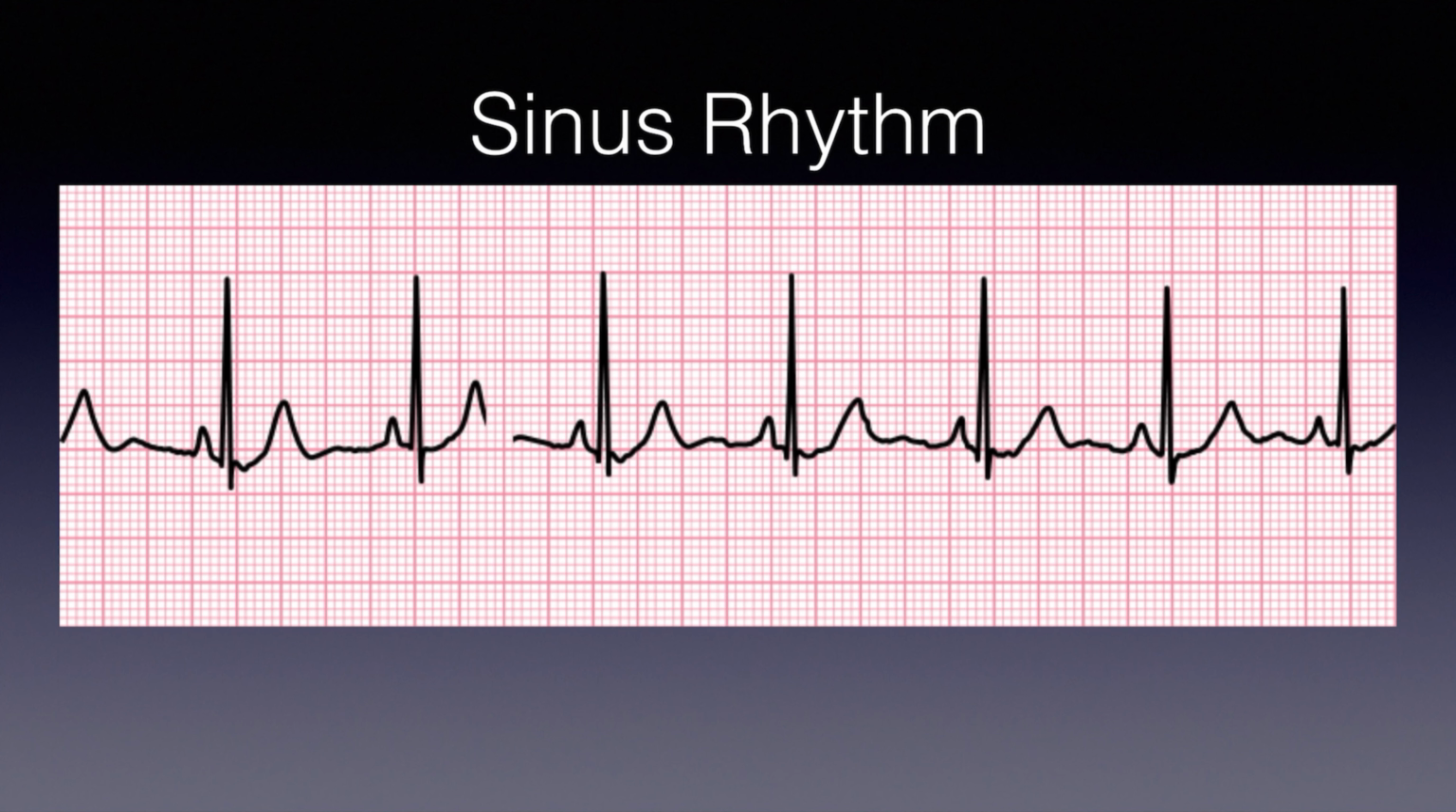So if we look at a regular rhythm, this is kind of what we're looking for. We call this a sinus rhythm or a normal sinus rhythm, and you'll see that every complex has a P wave, a QRS complex, and a T wave.